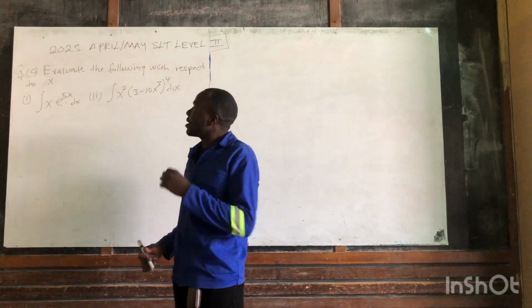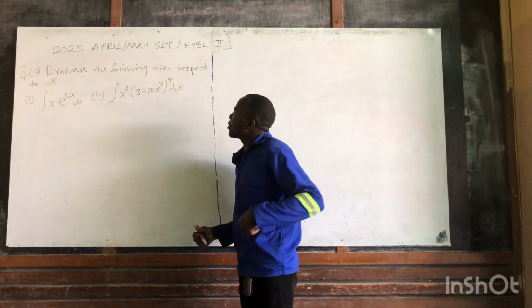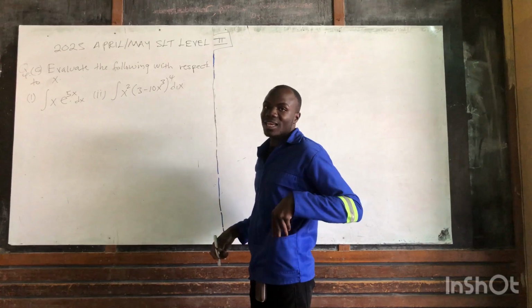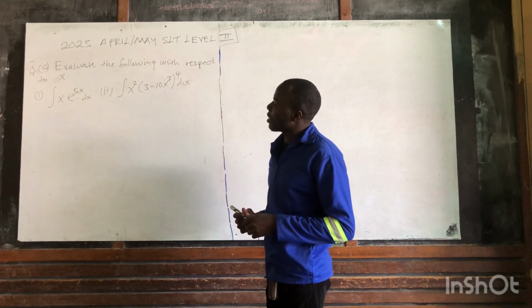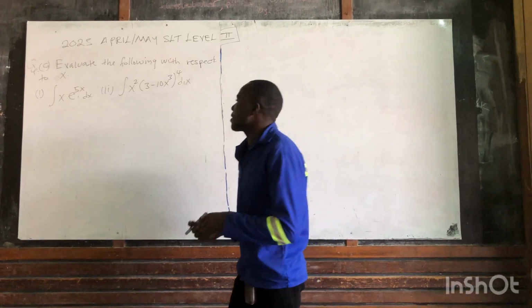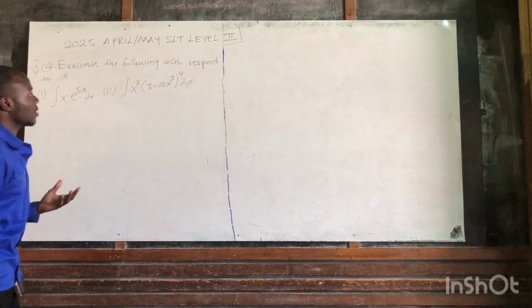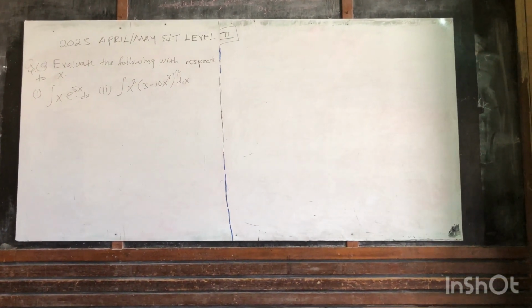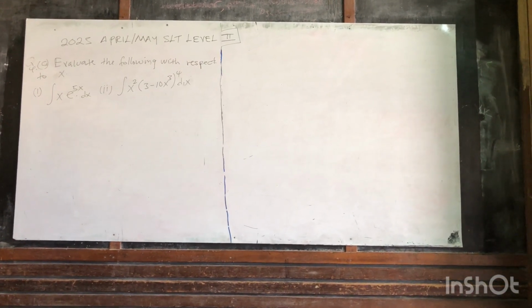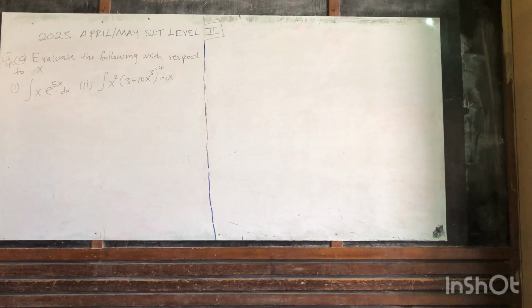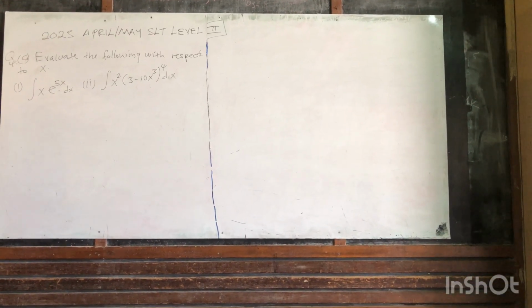Okay, so today we are solving the 2023 April May Science Laboratory Technology Level 2 paper. This question is question 4. We just picked one question, question 4a. The question reads: evaluate the following with respect to x.